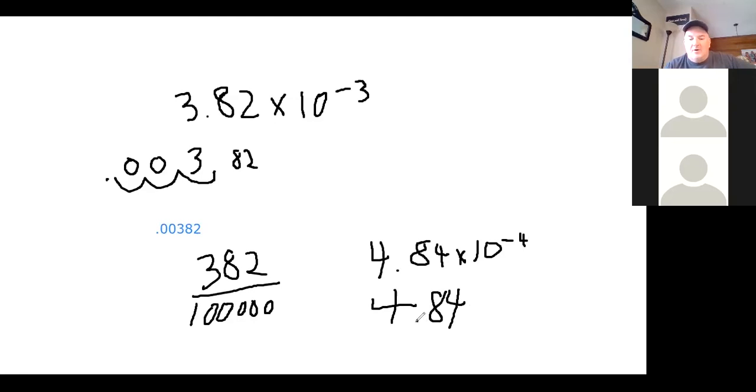So we have 4.84 to the negative 4. We go 1, 2, 3, 4. 0, 0, 0. You have a dot. So we start here. 1, 2, 3, 4, 5, 6 spots over. Tenths, hundredths, thousandths, 10,000ths, 100,000ths. What comes after 100,000ths?